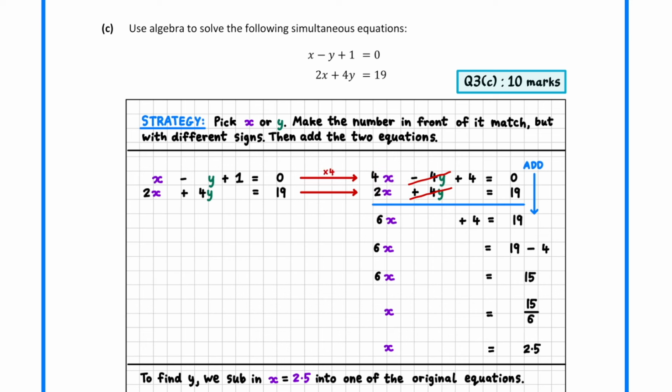Now we can solve for x. We subtract 4 from both sides, simplify the right-hand side, divide both sides by 6, and simplify. This tells us that x equals 2.5.